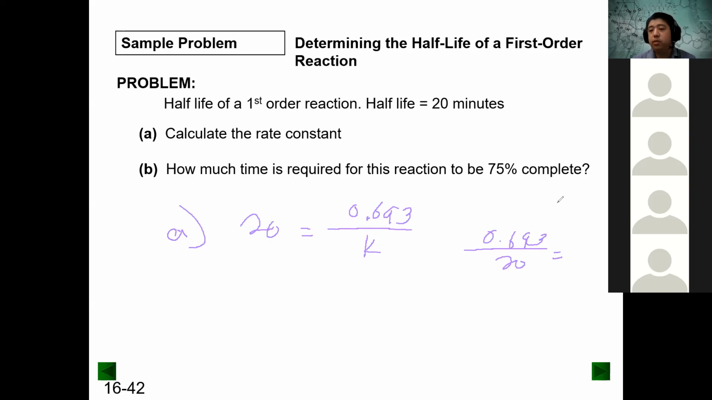That one should be 0.034, I'm assuming. Can anyone confirm that for me? Okay, awesome. So that's going to give us our rate constant, and that's minutes^-1. If you really wanted to change this into seconds^-1, you can, but because they kept this in minutes, it's just easier to use this value here.